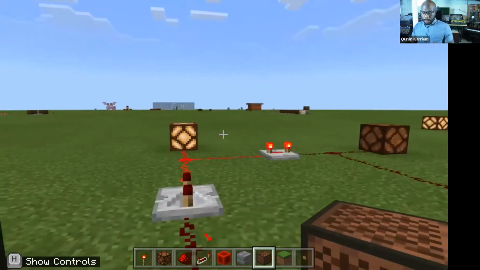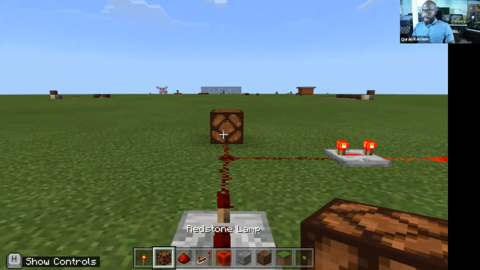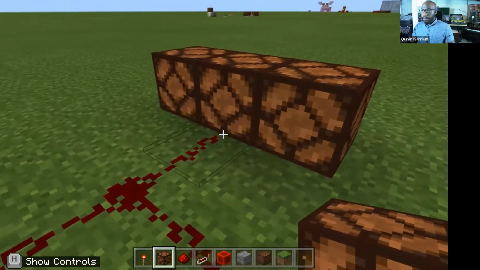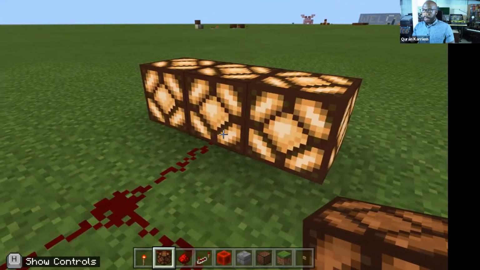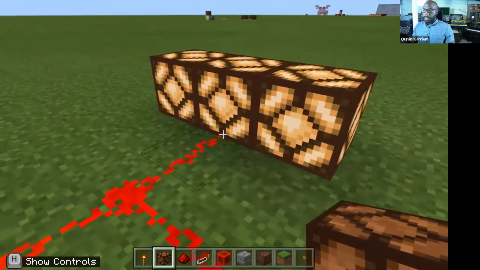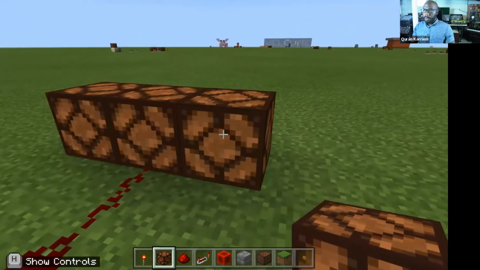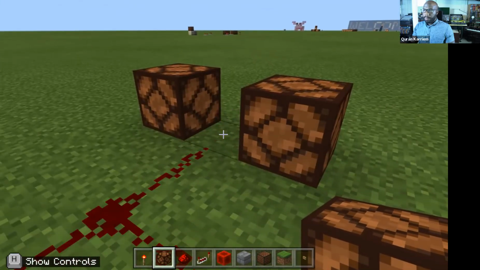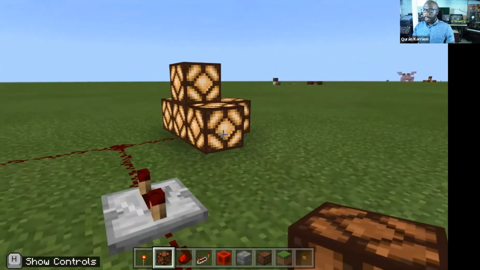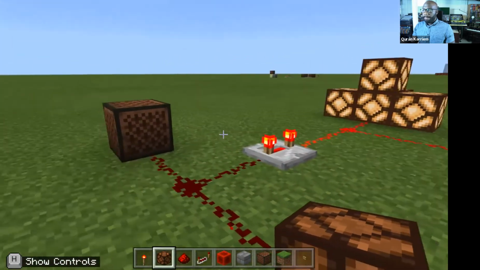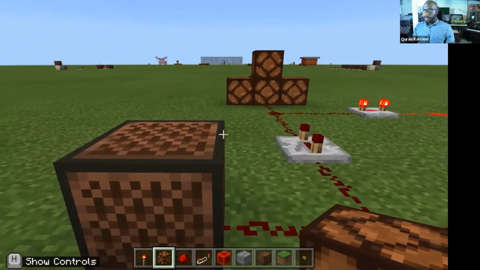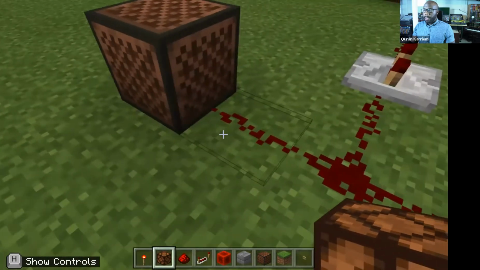And this is similar to the lamps. If you look at this, I can do a cluster of lamps. The one that receives energy, any ones that are touching that one will also activate. So I can make a light cluster like that. The note blocks work the same way.